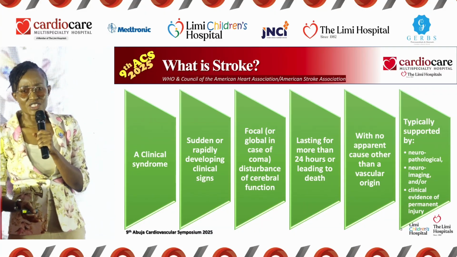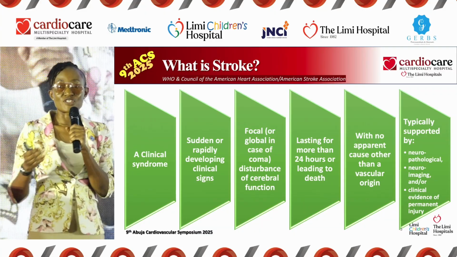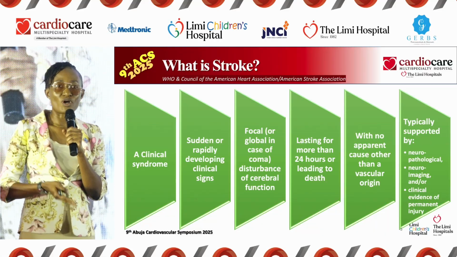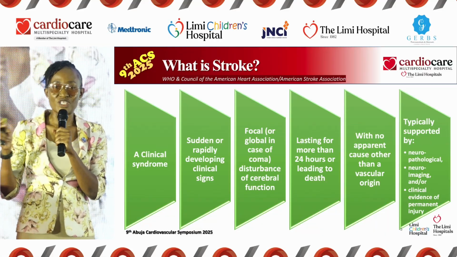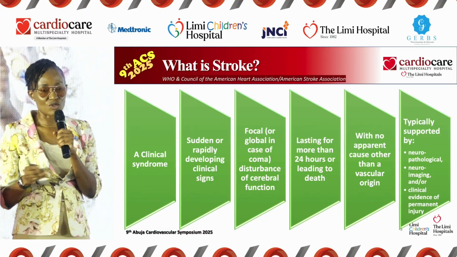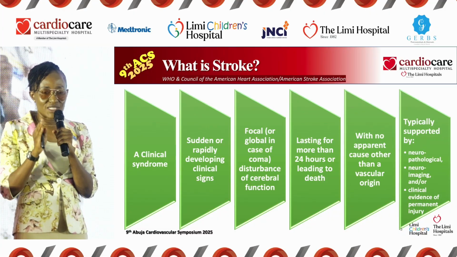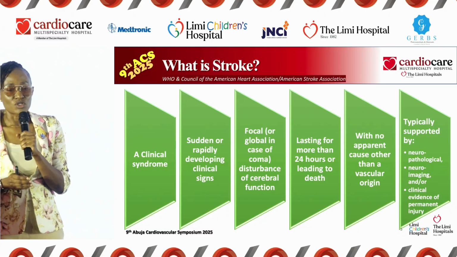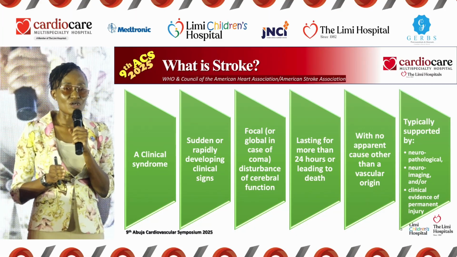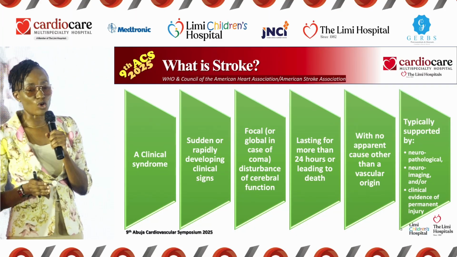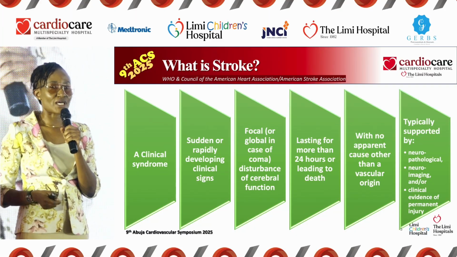Now we know what a syndrome is. A syndrome is a constellation of signs and symptoms, 1, 2, 3, and 7 equals XYZ, something like that. So these are the things to note. Number 1, it is sudden or rapidly developing clinical signs.